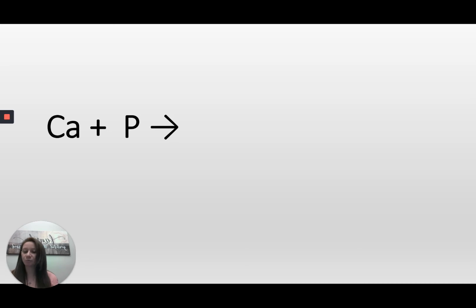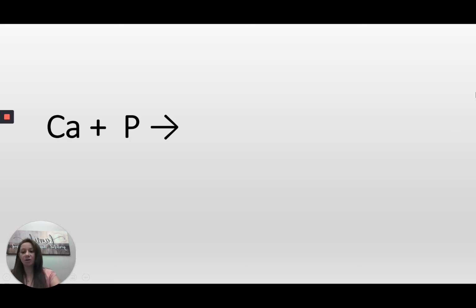So the first thing you should think about is what type of reaction is this? This is a synthesis reaction. How do you know that? Because you have two elements as your reactants. The two small things are going to combine to make one big thing, so that would be synthesis. You're going to combine calcium, which is a metal, with phosphorus, which is a nonmetal, and so you're going to make an ionic compound.